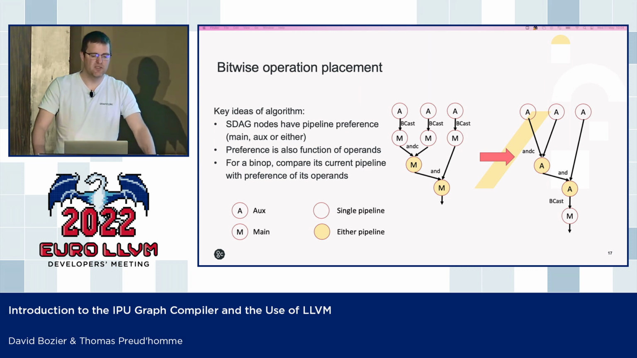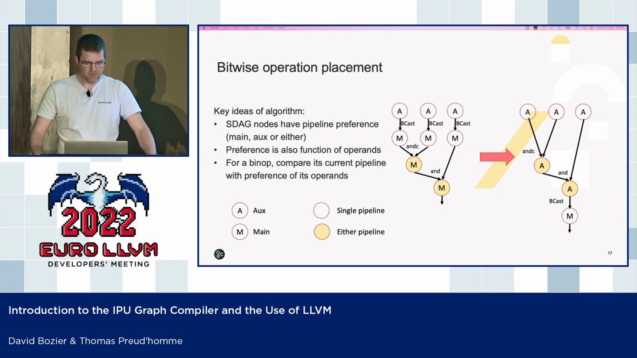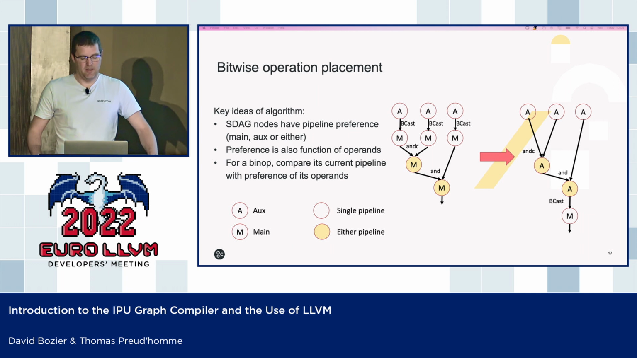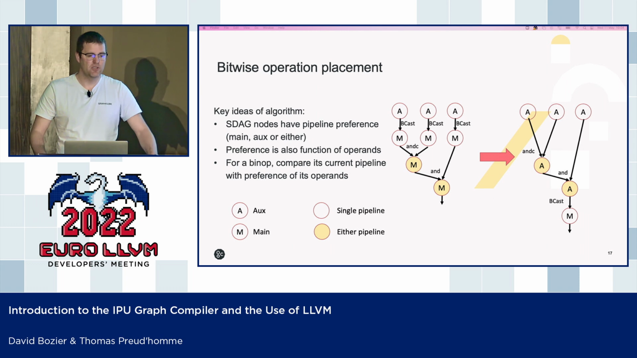Without going into too much detail, here are some of the key ideas of the placement algorithm. Each node in the selection DAG will have a pipeline preference, which is main, aux, or either. The pipeline preference is a function of where it can execute, but also the preference of its operands, so it's a recursive property. Then when looking at a given binary operation, we'll make a vote based on the preference of the operands, and also where the operation can execute.